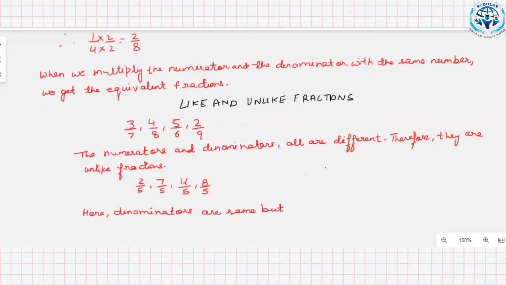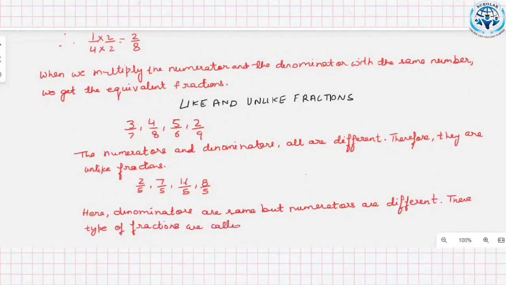In these fractions, the denominators are same but numerators are different. These type of fractions are called like fractions. In the like fractions, the denominators must be same. Numerators may or may not be same.